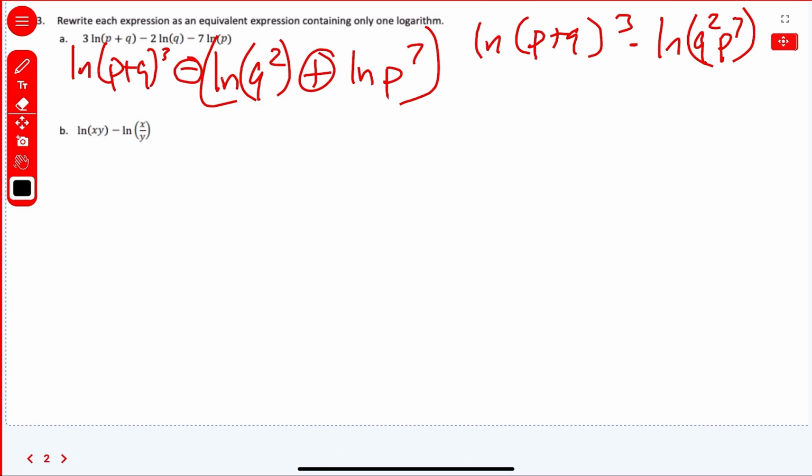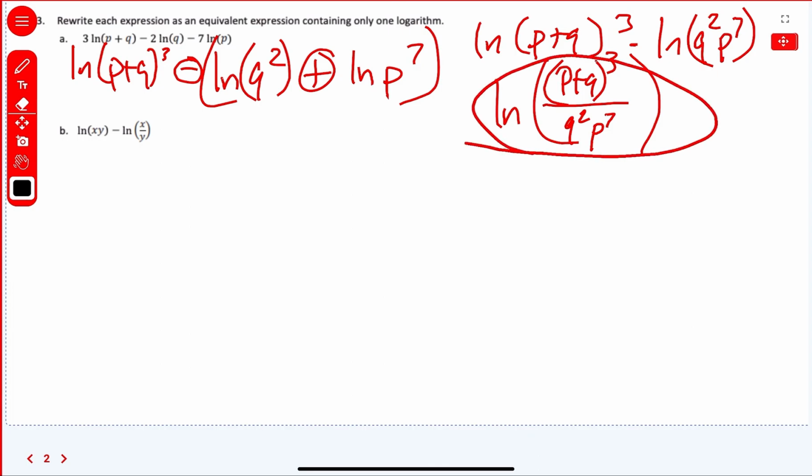Now then, since we've got them all together, let's rewrite it as one log here. We're going to have one log that's going to be ln (p plus q) cubed over, nope, I've already got my ln. I'll have to put it again. Q squared p to the 7th. Okay? That's one single log. And so normally what we're doing is we're taking this and we're breaking it apart and doing it like this. But now we're taking it and writing it as one single log.